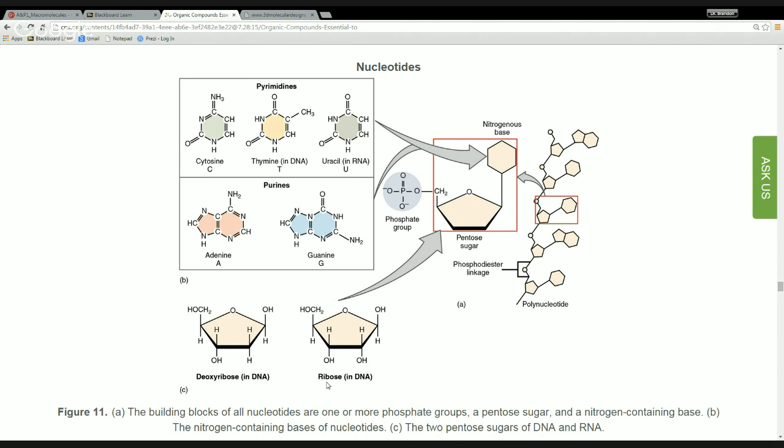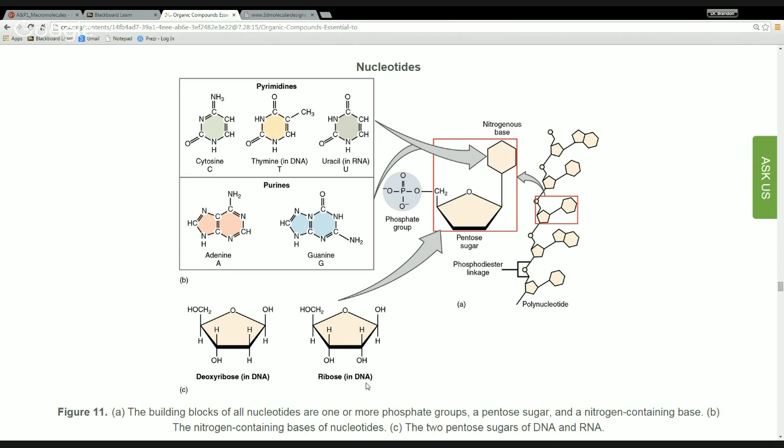Deoxyribose and ribose are the names of these two sugars. The deoxy in deoxyribose just means that at this position right here, there's just a hydrogen instead of an oxygen and a hydrogen. So it's been deoxygenated, if you will. The D in deoxyribose is what the D in DNA stands for. Ribose is found in RNA. So this should say RNA, not DNA. A little weird typo there that never got caught, but that's what that is.